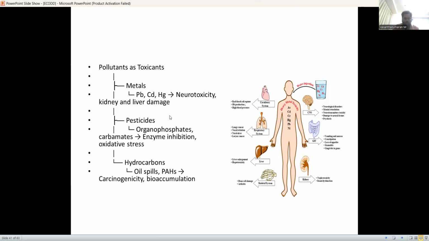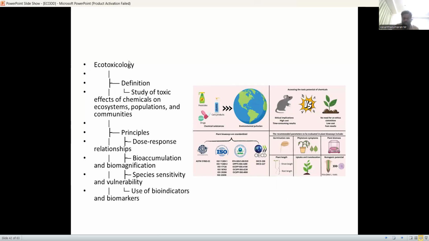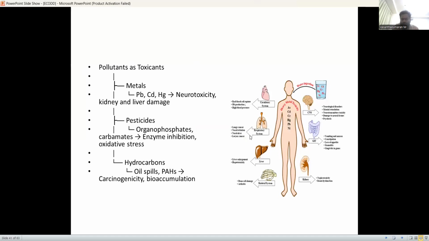So knowing about ecotoxicology, it affects different parts of our body. It is causing high blood pressure, red blood cell (RBC) rupture, the circulatory system getting affected, and the respiratory system getting affected, like lung cancer, nasal irritation, ulcer, and other cancers.